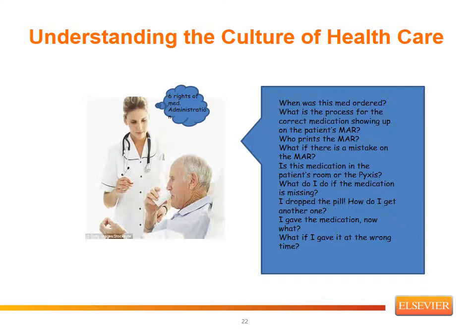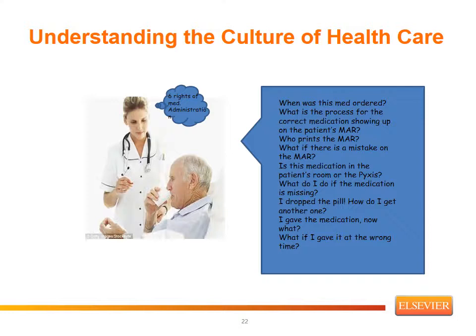So, things like, when was this medication ordered? How did this medication end up showing up on the MAR? How do I know it's right on the MAR? Where did the MAR come from? What do I do if the medication that's, say, in the patient room drawer is not the same as what's written on the MAR? What if it's missing? How do I know whether this medication is in the patient's room or is it in a local or a centralized place like a Pyxis?